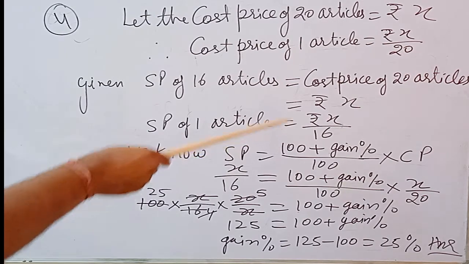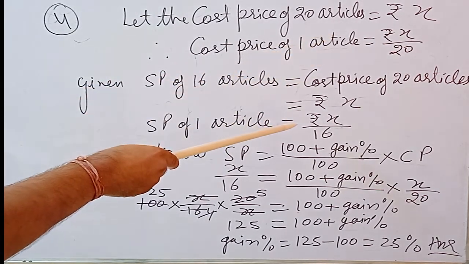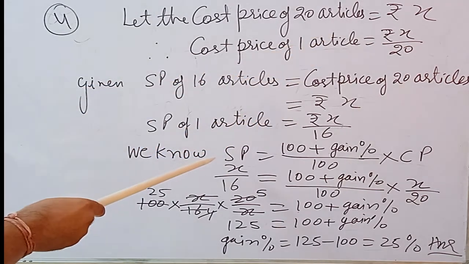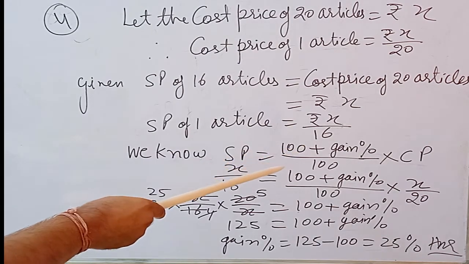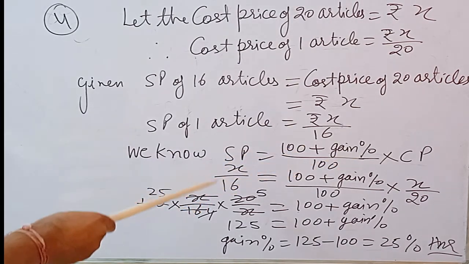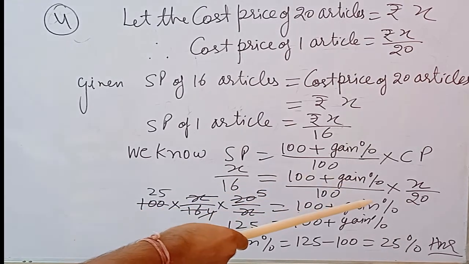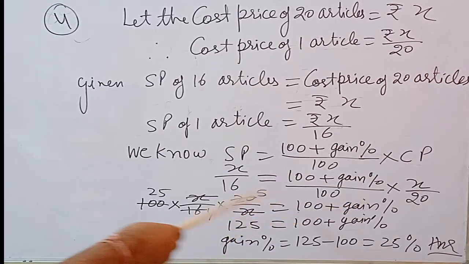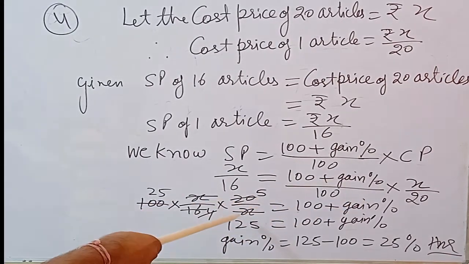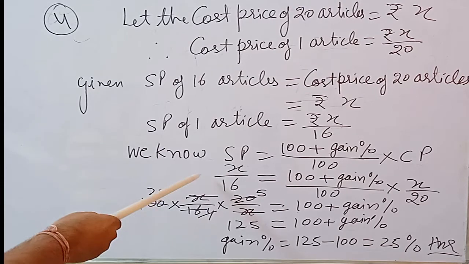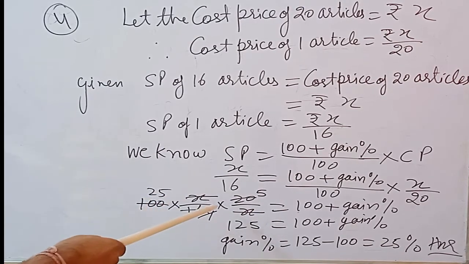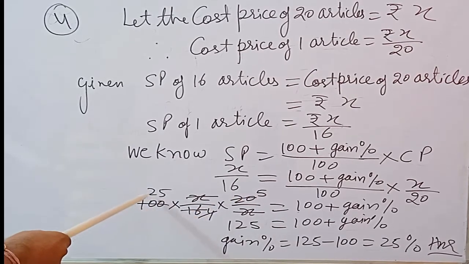Now we got the selling price and the cost price of 1 article. So now we will find the gain percent. We know that selling price equal to 100 plus gain percent upon 100 into CP. Now X upon 16 equal to 100 plus gain percent upon 100 into X upon 20. Now change whatever we can change from left to right or right to left. So 20 will go in the numerator and the X will come in the denominator. 100 will go in the numerator. So 100 into X upon 16 into 20 upon X. X and X cancel. 4 4s are 16, 4 5s are 20, and 4 25s are 100.